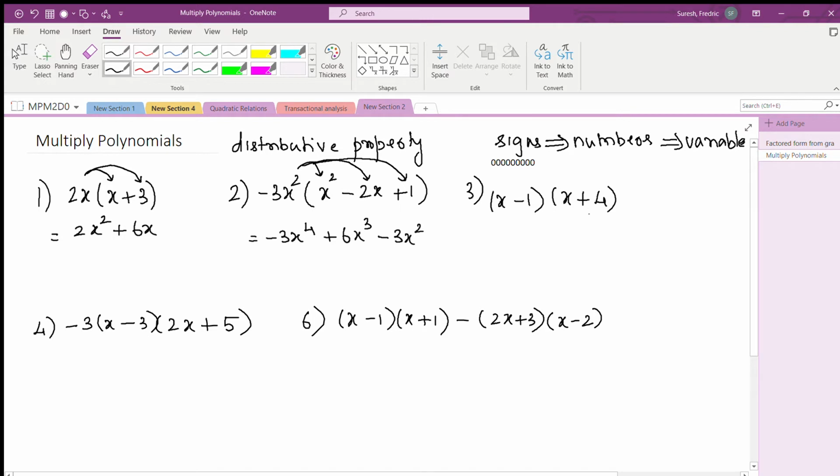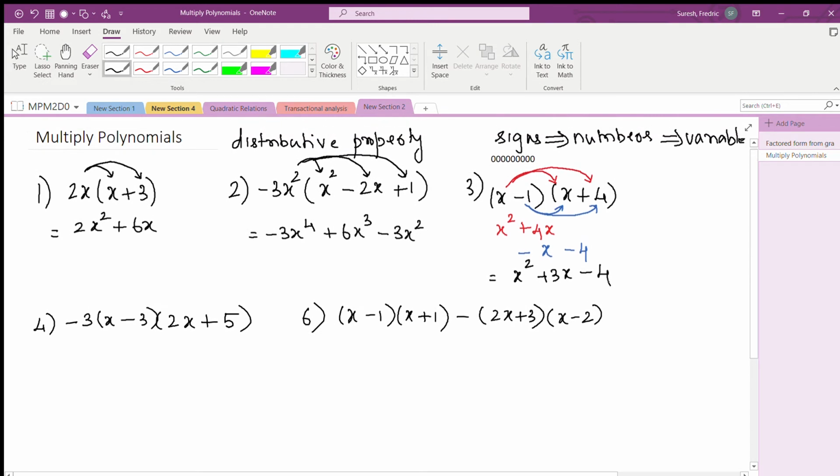What if you have two brackets? Well, first we use the x, multiply into the other x, and then like so. So you will get x squared plus 4x. Then we multiply the negative 1. Remember, the sign goes with the number, and you get negative x. And then you multiply the negative 1 into the 4, negative 4. Putting them all together, we have x squared, 4x take away x is a 3x, and then a negative 4.